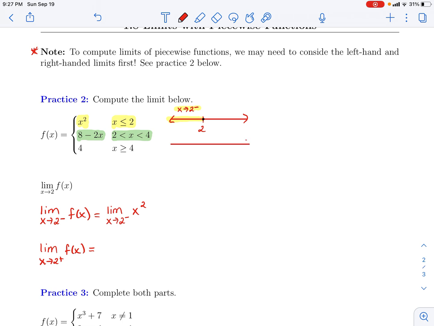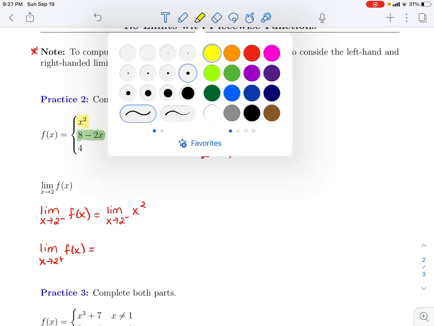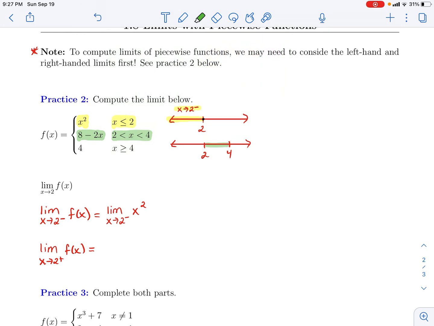Now same idea for the bottom part. From 2 to 4, it says that I'm using this function. Regardless, we see that when we're very, very close to 2 from the right, we're using the function I have highlighted in green, which is 8 minus 2x. And so as x approaches 2 from the right, we're going to be using that function highlighted in green. So we're going to write the limit as x approaches 2 from the right of 8 minus 2x. The number lines are pretty helpful when trying to figure out which function to use when you're coming from the left and which one you're using when you're coming from the right.